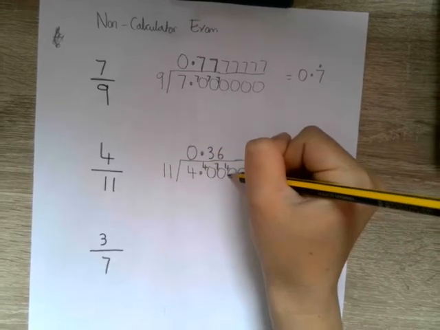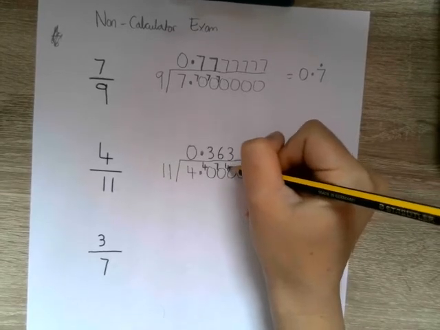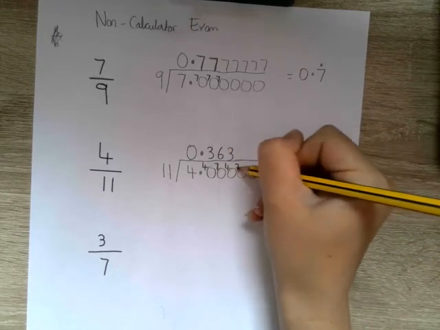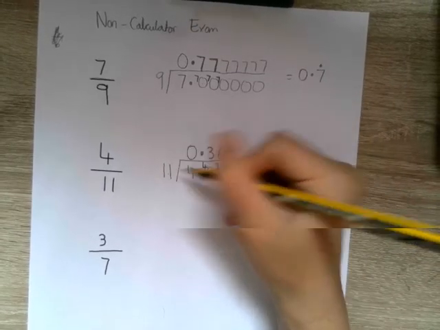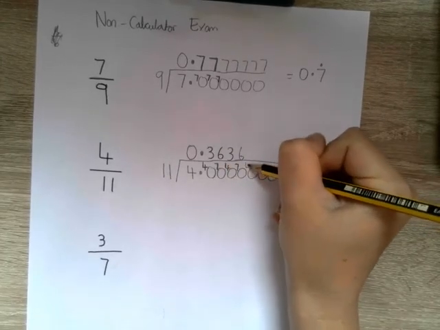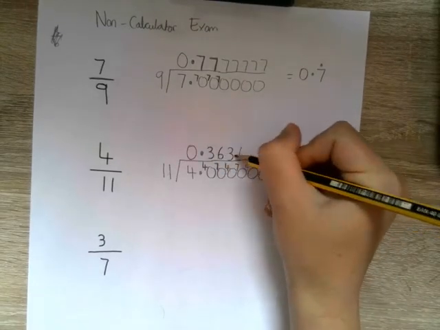11's into 40 would go 3 times, because that's 33. Between 33 and 40 that's a remainder of 7. And you can see that this is repeating again, isn't it? So when I do the 11's into 70 again, I'm going to get 6 again. That would give me the remainder of 4 again. It's going to keep going like this, and the top bit therefore will keep going 3 6 3 6 3 6.